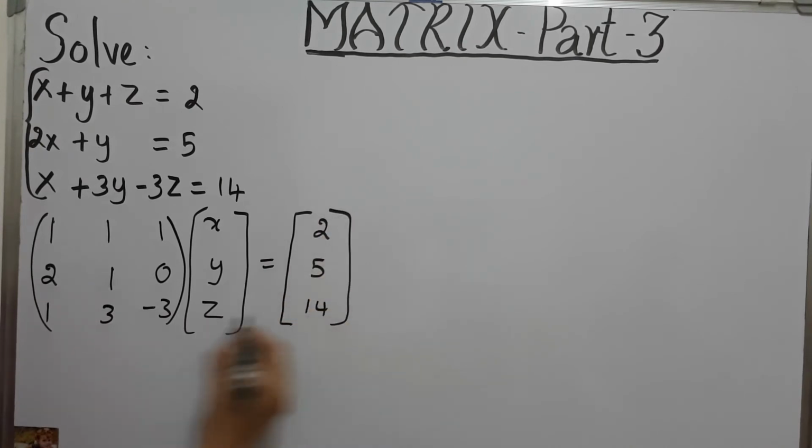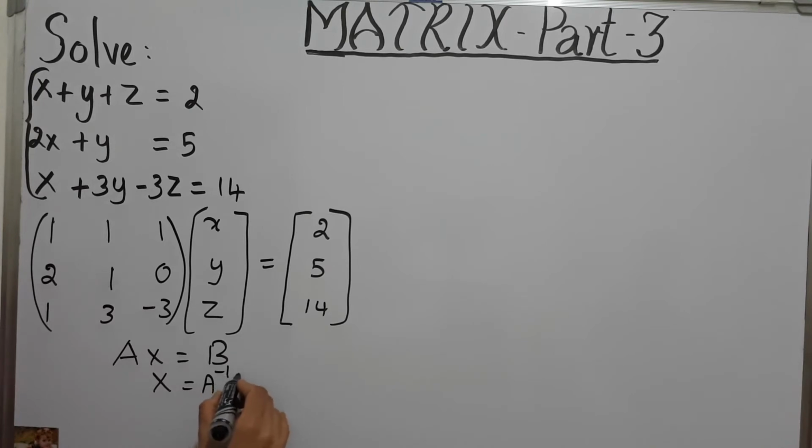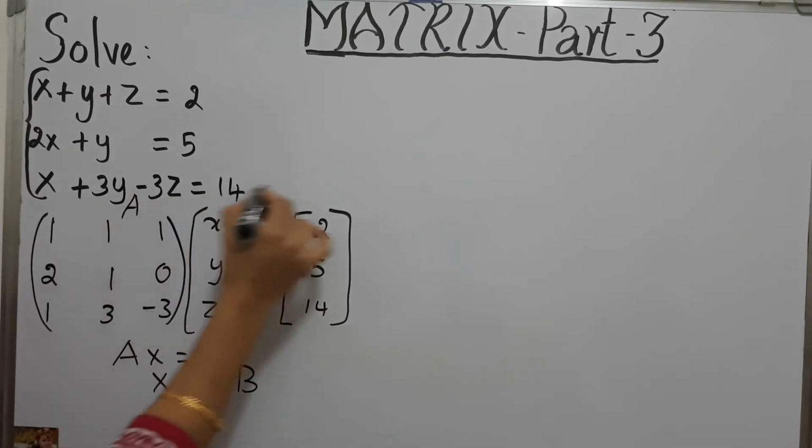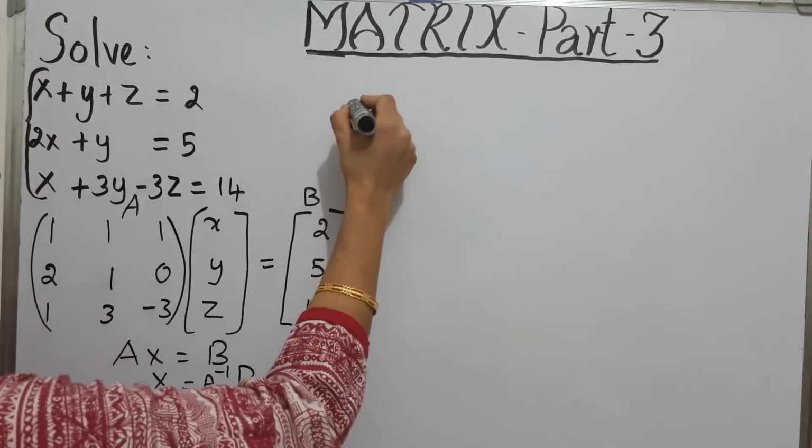Now this is in the form AX equals B. For finding X, you have to find A inverse and then multiply it with the B matrix. So this is the A matrix and this is the B matrix. First you have to find the inverse of A, and for that you have to find the determinant of A.